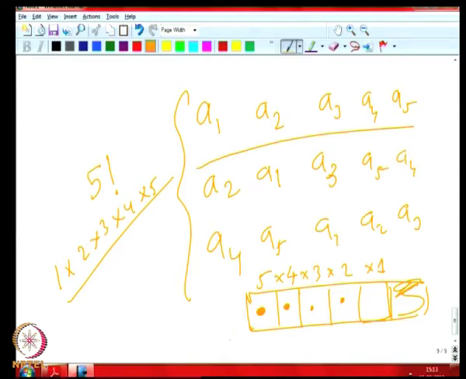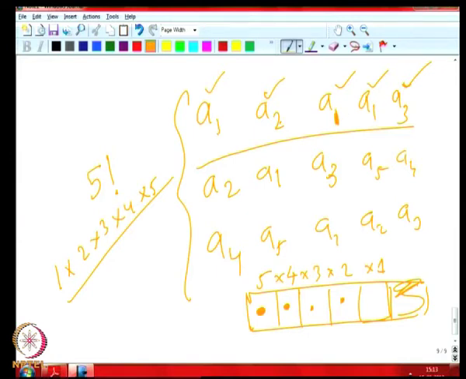Now, somehow we are assuming here that these are all different things A1, A2, A3, A4, A5. Suppose they are not different. Suppose we have A1, A2, and instead of A3 we have again A1, and this is again A1, and this was an A3, right. That means we have an A1, an A2, 2 more A1s, and then A3. So, will it be again 5 factorial?